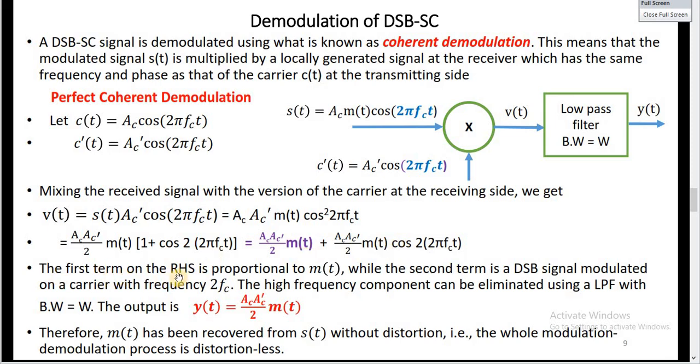The first term on the right hand side is proportional to M of t, while the second term is a double sideband signal modulated on a carrier with frequency 2 FC. The high frequency component can be eliminated using a low pass filter with bandwidth equal W. The result, of course, is Y of t. This output here is AC prime over 2 times M of t. Therefore, M of t has been recovered from S of t without distortion, i.e. the whole demodulation process is a distortionless one.